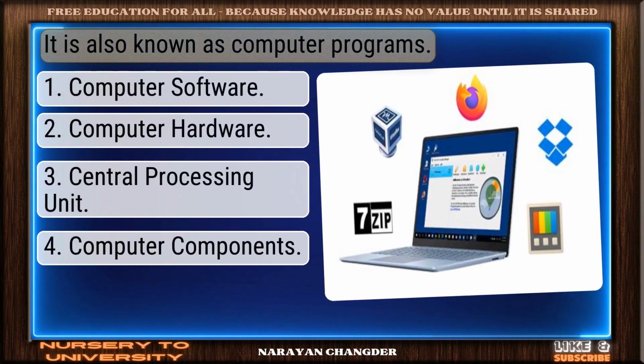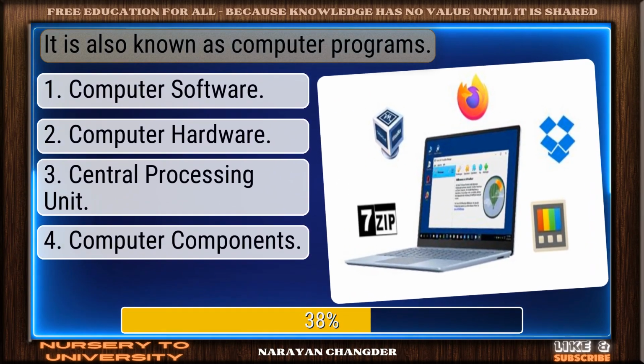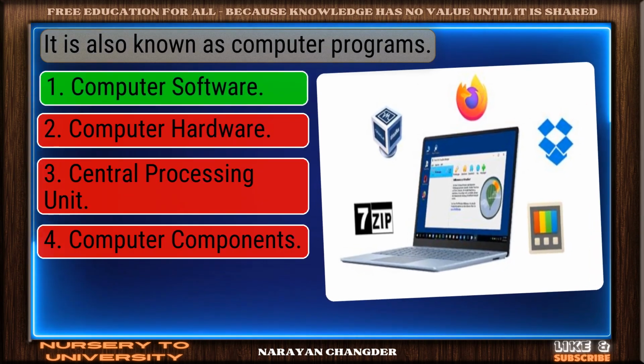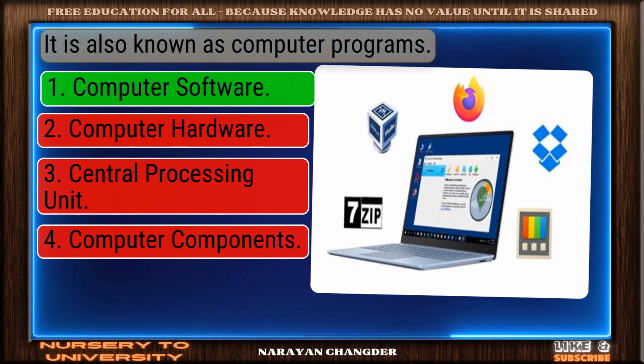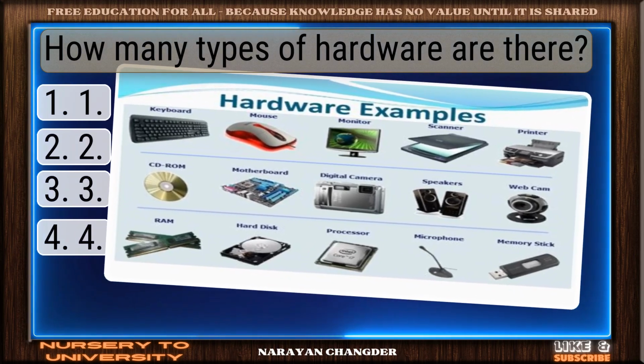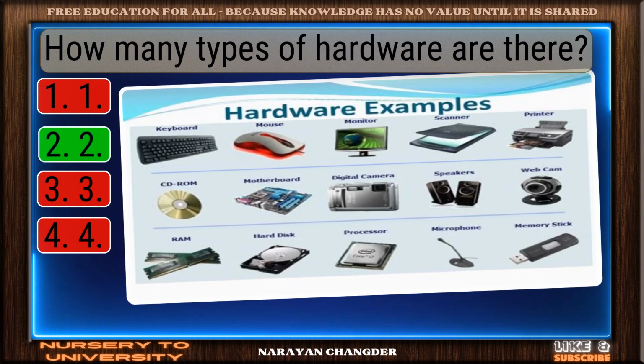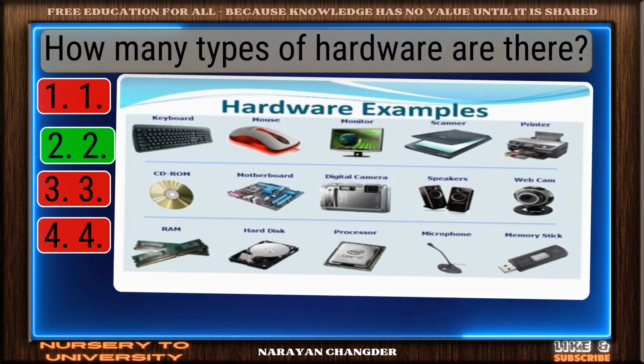Question number 19. It is also known as computer programs. Nicely done. Computer software is a solid answer. Question number 20. How many types of hardware are there? You chose 2, and it is correct.